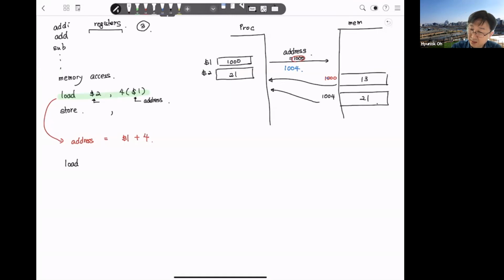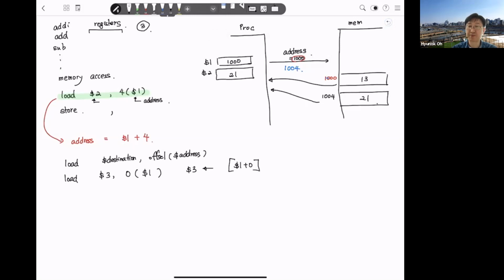Okay. So this kind of format is used. In the load case: destination, and some address, and here a constant value offset. These are the format. So load $3, something, 0 or 4, $1. This kind of format is used. Then the $3 value will be updated by $1 plus 0, from memory. So this notation we will use. The bracket means the data is read from the memory. Okay, so memory data is read and then stored into register number 3.